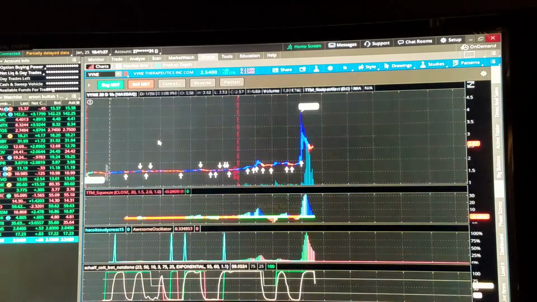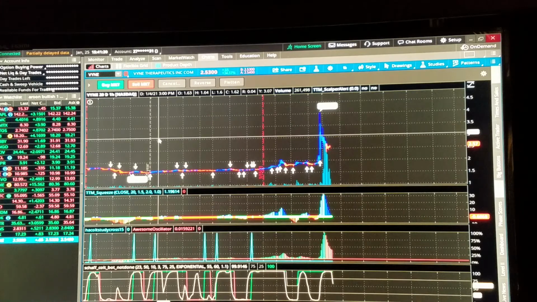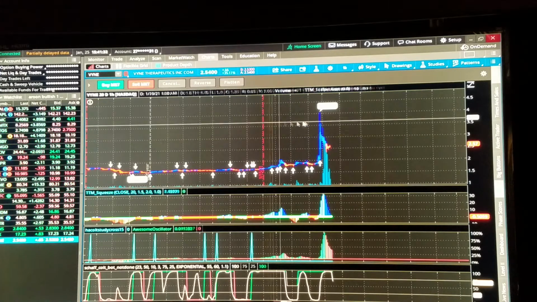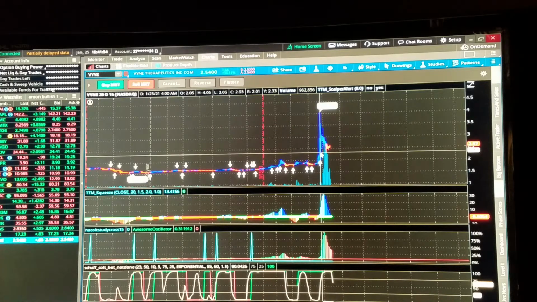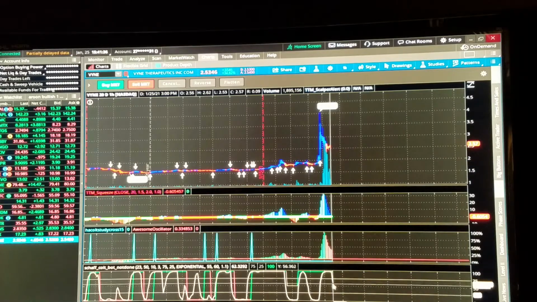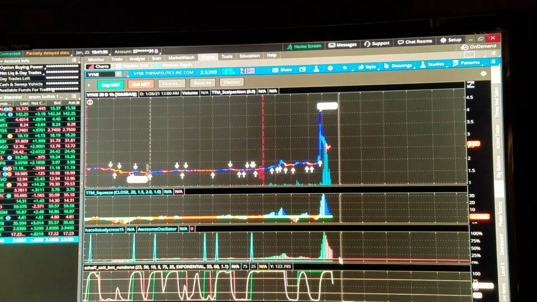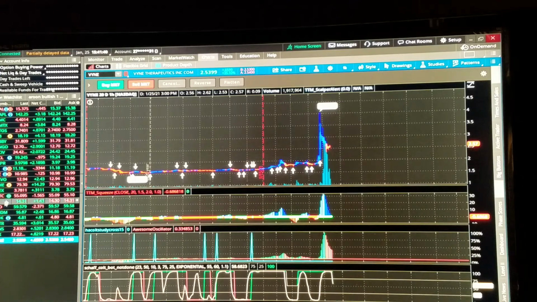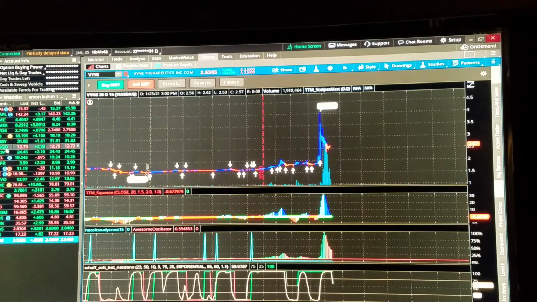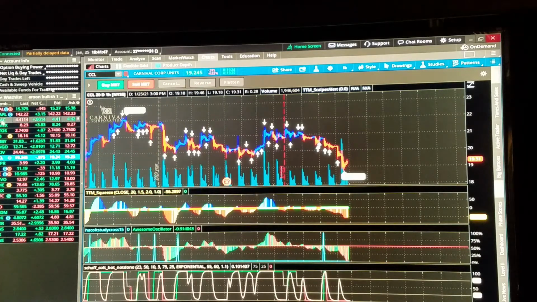So, the same kind of thing. Vine Therapeutics kind of jumped up there. Look at it pulling back down now. Yeah, just kind of bull flagging around. Okay. CCL is on our list here. AMX is on our list here.